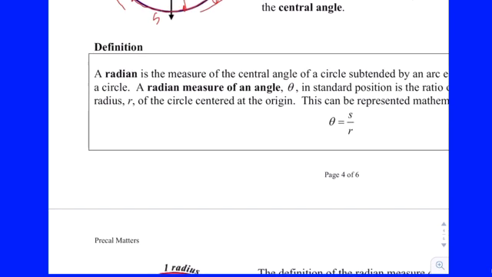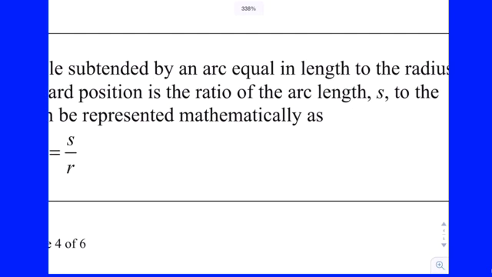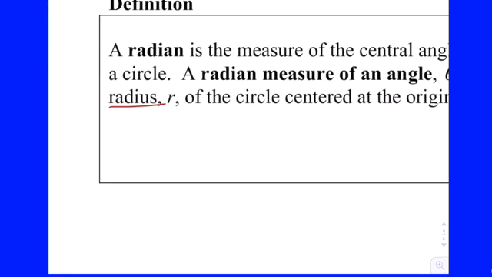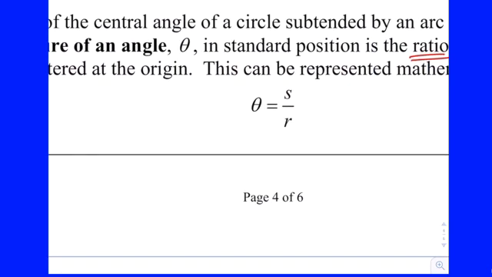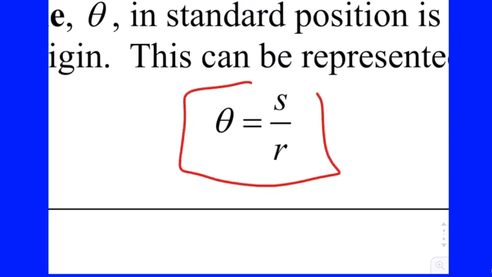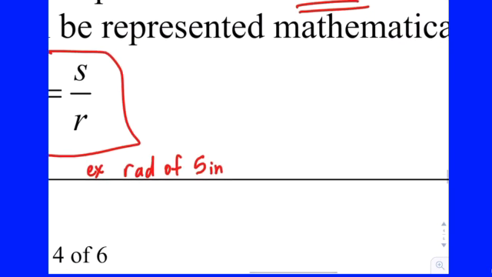We say then that the measure of an angle in radians in standard position, this is important, it's the ratio of the arc length S to the radius R of the circle, okay? In other words, we can define it by this formula. This is the formula that defines a radian measure, okay? So let's see. Let's say for example, I have a radius of 5 inches, okay?